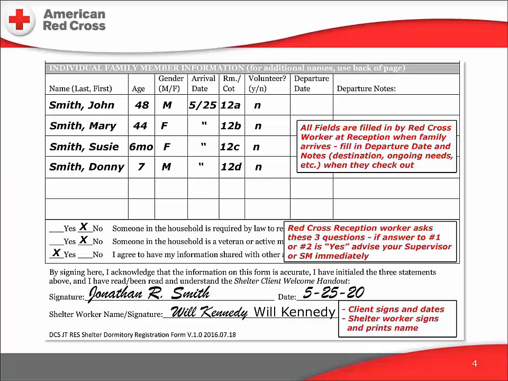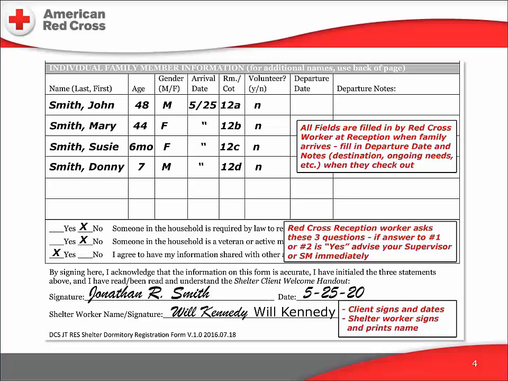Additional members of the family who arrive later should be added to this form at that time. We ask for the name, age, gender, and arrival date for each member of the family. The cot number will be filled in by the dormitory supervisor. Enter whether or not the client and family members are willing to volunteer to help run the shelter. The right 2 columns are filled in when the client and family members leave for the last time.